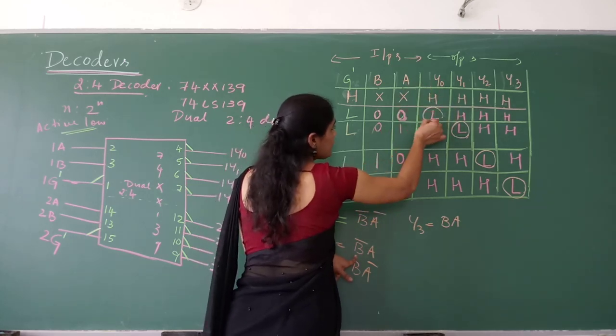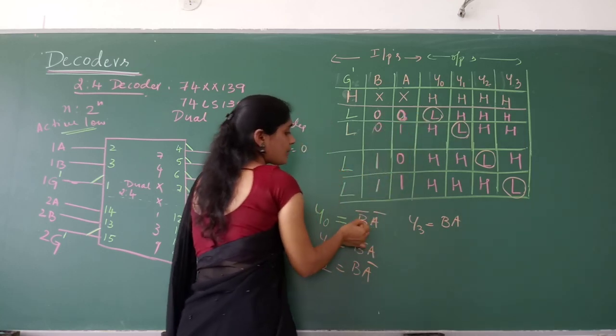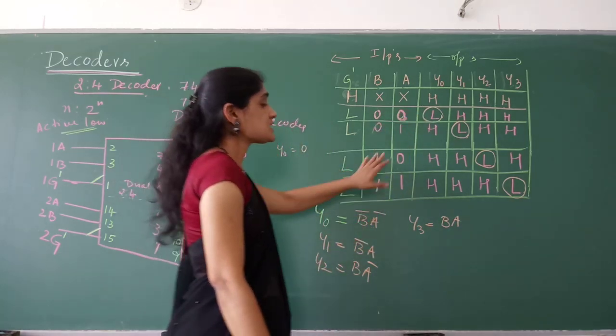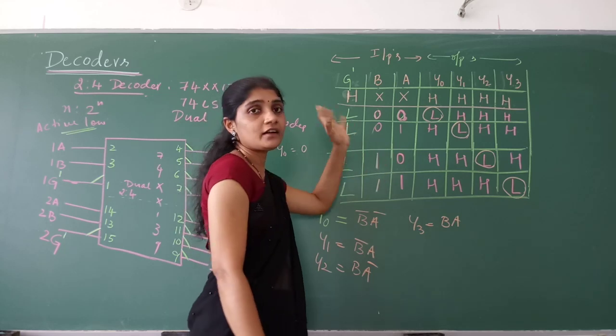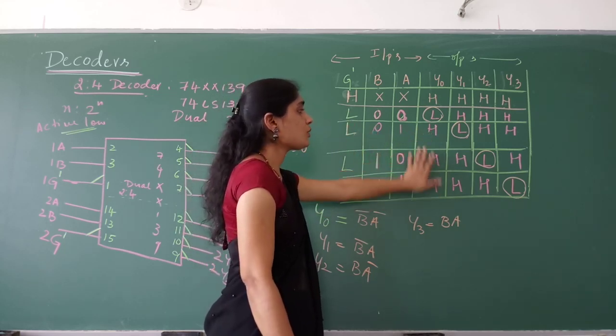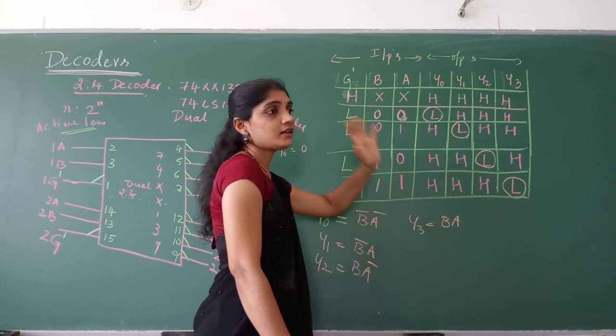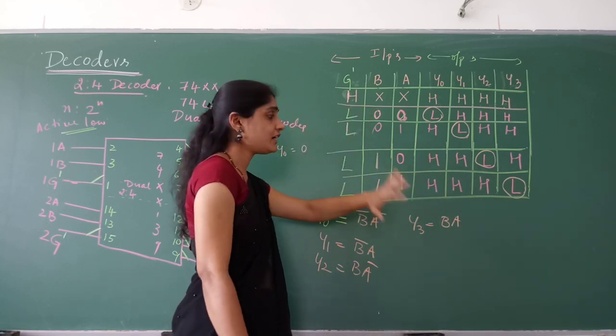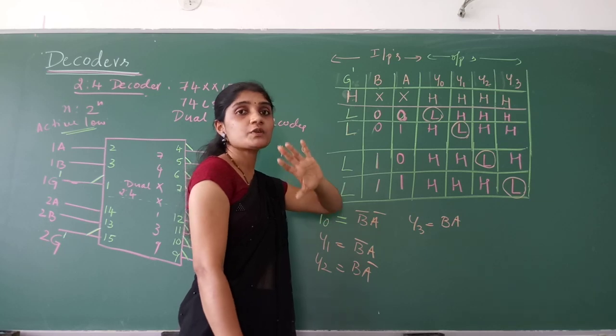Y naught is active for this combination. That is 0, 0, so it is A bar, B bar. They are just active low signals. Don't get it confused with the min terms. Generally when we write the min terms, we consider where the output is taking logic high, thinking that the outputs are active high outputs. But here they are active low, so don't get it confused with the min terms.